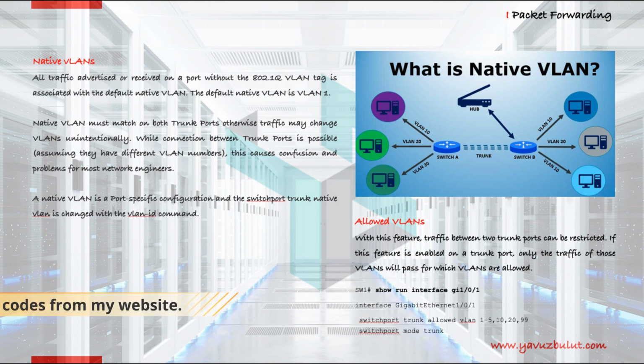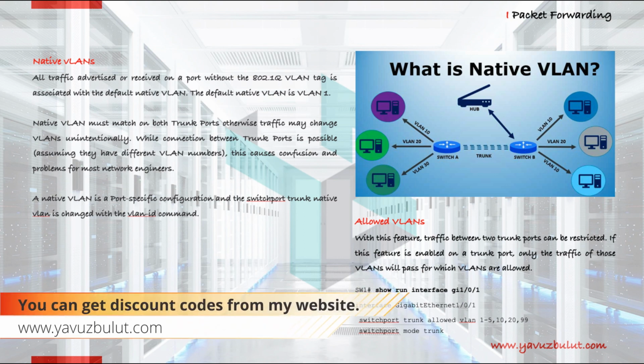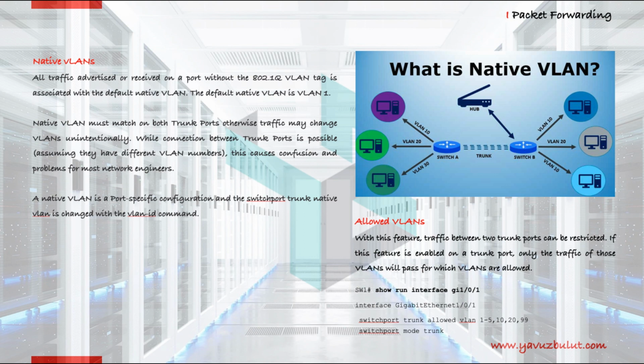All traffic advertised or received on a native VLAN port without an 802.1Q VLAN tag is associated with the native VLAN by default. The default native VLAN on switches is VLAN 1. If you change the native VLAN in one switch, you need to change the native VLAN on other switches as well. So you need to specify the native VLAN under the trunk port here, and you need to specify the native VLAN in the switch here.